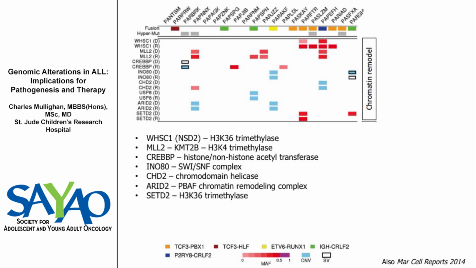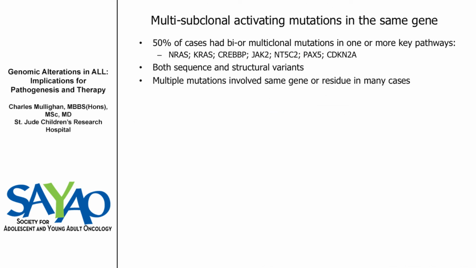A new theme that's emerged from this study and from other groups such as Scott Armstrong's group is that an increasing number of chromatin-modifying genes are also emerging as new hits at the time of relapse, so important both for mechanism and also potential therapeutic targeting. And many of these are shown here. I mentioned CBP, but a number of other important genes have also been identified as recurring targets of mutation.